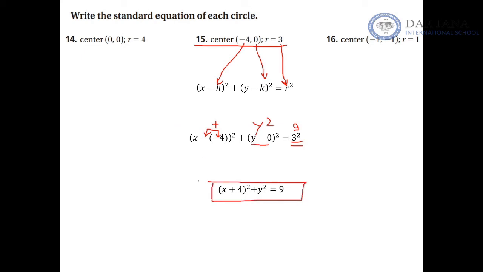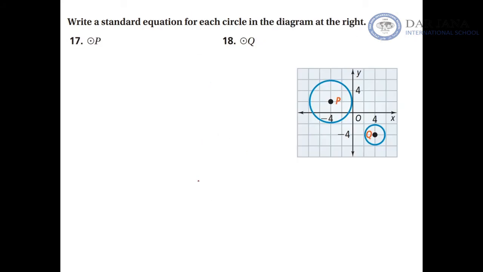Very simple. Now, write the standard equation of each circle in the diagram at the right. So for number 17, we need the circle with center P. We need this one. Now pay attention to the diagram. What do I see? Although it takes me two squares to get to this value right here, they wrote that this value is 4. What does it mean to me? It means that every square is 2 units. When I count 1 square, I'm counting 2 units.